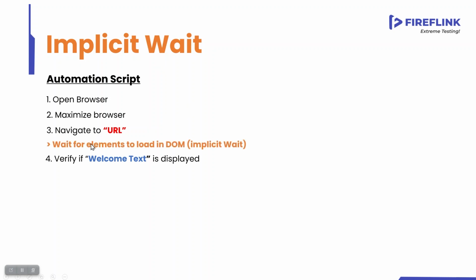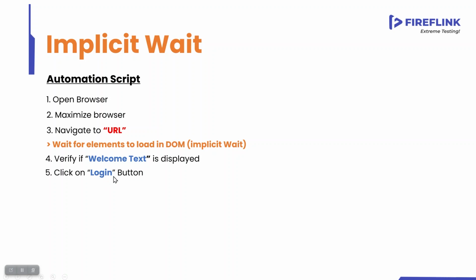So here I'll be saying wait for element to load in the DOM. So once I give this implicit wait, what will happen? It will wait for the welcome text to load in the DOM, and then it is going to verify whether it is displayed in the UI or not. Okay, what about the next step? So click on the login button. Now I want to click on this particular login button.